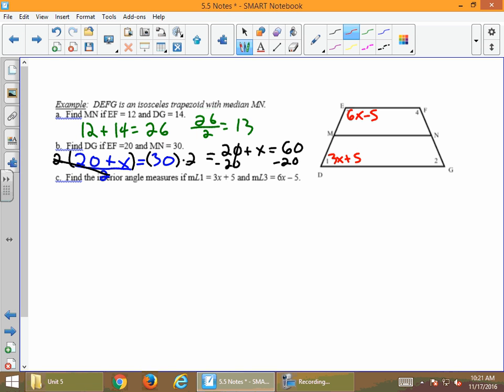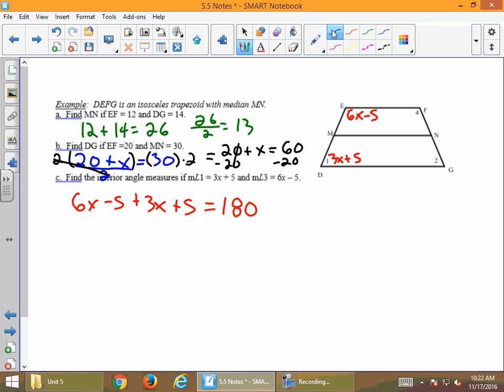So how would I set up an equation with this? 3x plus 5 plus 6x minus 5 equals 180. It doesn't work for both of these, but the angles on opposite ends of the legs are going to be supplementary. So it's not always the angles side by side in trapezoids, because there's something special with 1 and 2, especially with it being isosceles. But I know these angles on the bases will be supplementary. So 6x minus 5 plus 3x plus 5 is equal to 180.